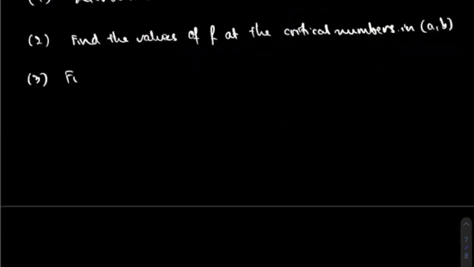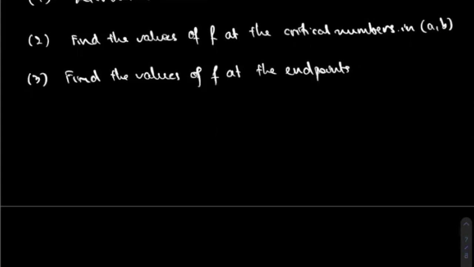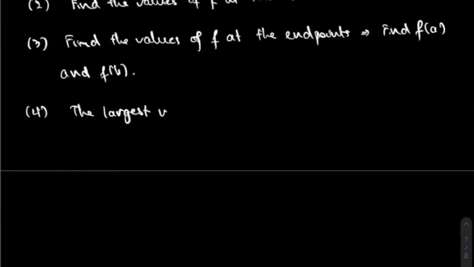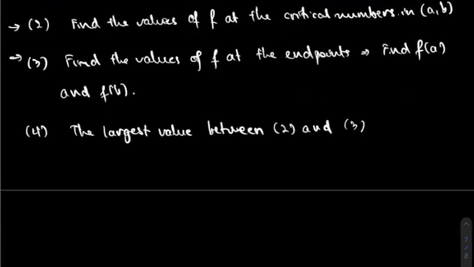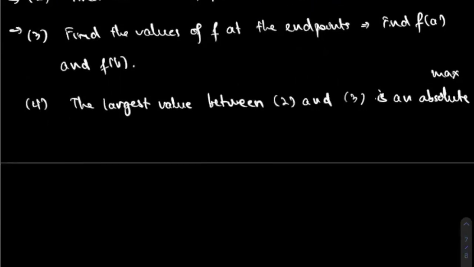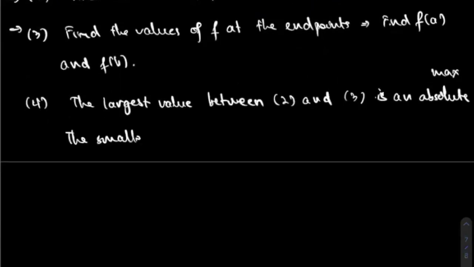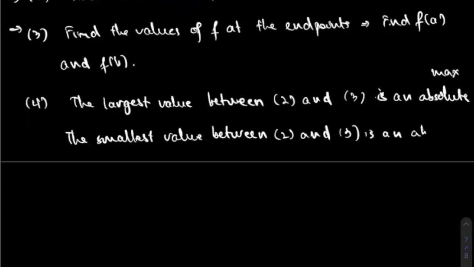Now find the values of f at the endpoints. Now the closed interval comes into play. So at the endpoints, that means find f of a and f of b. So the largest value between them, right, is an absolute maximum. And then of course the smallest value is an absolute minimum.